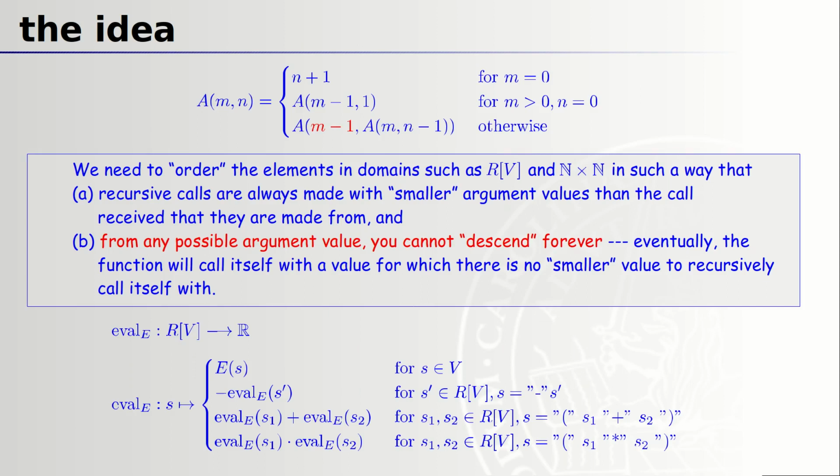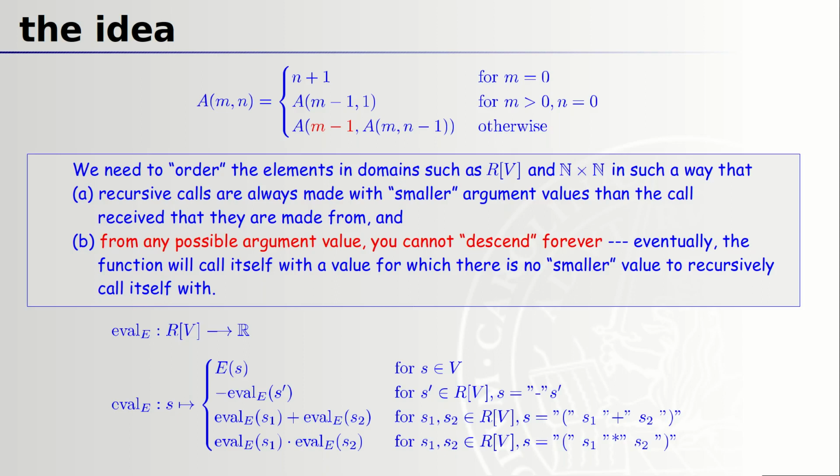The basic idea is pretty straightforward. Given a recursive function, if we want to show that it always terminates, we must find an order, possibly a partial order, that orders the elements of the function's domain in such a way that two things are simultaneously true. First, the function always calls itself only on a quote-unquote smaller argument according to that order. That is, the arguments of the recursive calls are strictly smaller than the argument received by the call they are made in.